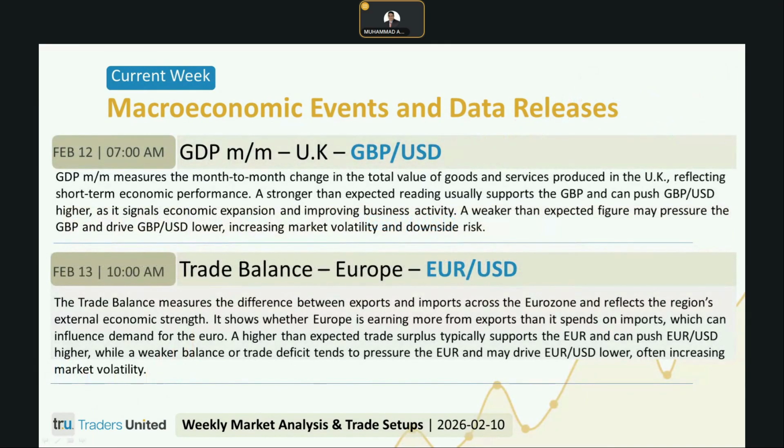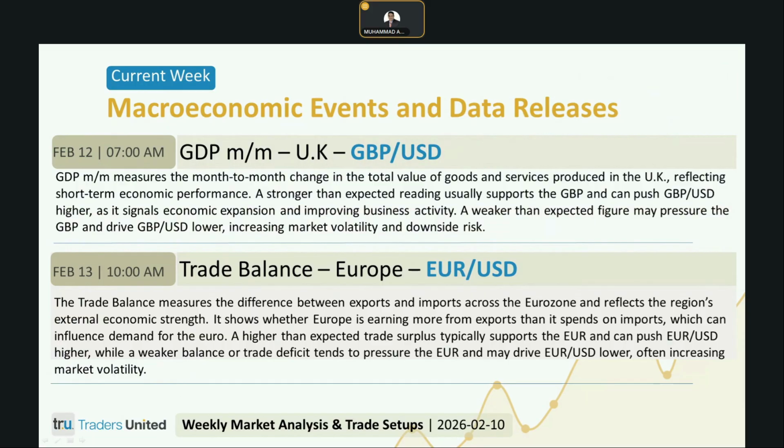Let's start with the first one. GDP M over M related to United Kingdom. Now, what is GDP M over M? GDP M over M measures the month-to-month change in the total value of goods and services produced in the United Kingdom, reflecting short-term economic performance.